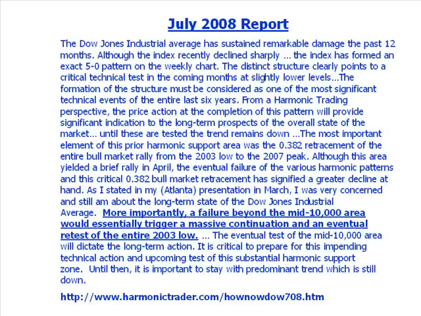The formation of this structure must be considered as one of the most significant technical events of the entire last 6 years. From a harmonic trading perspective, the price action at the completion of this pattern will provide significant indication to the long-term prospects of the overall state of the market. Until these are tested, the trend remains down.